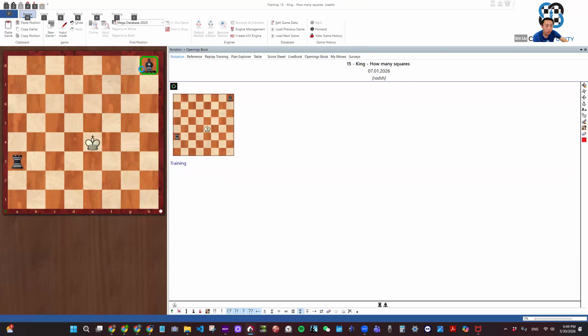This bishop controls all of these squares. What about this rook? This rook controls all of these squares. So all of the red squares are controlled by the opponent's pieces. The king cannot go to those red squares. So it could only go here, here, or here. There's only 3 different squares.